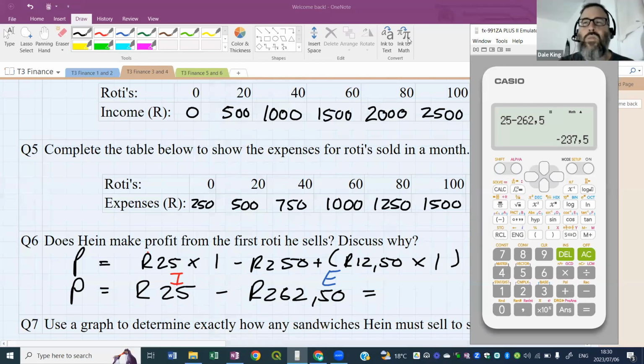Okay, so we call it the profit equation, calculating profit. But actually, he's making a loss. It's not profit. It's the opposite of profit. All right. So when you see a negative, this business is making a loss. And minus 237 rand 50.